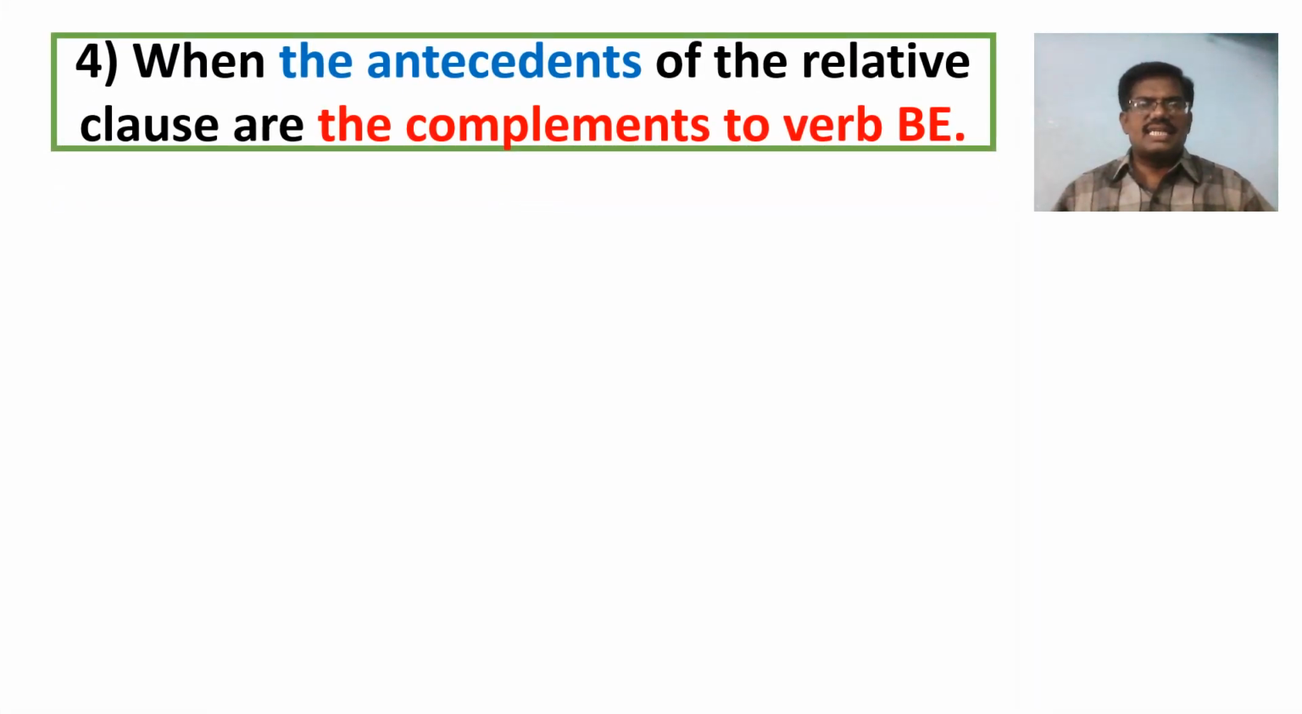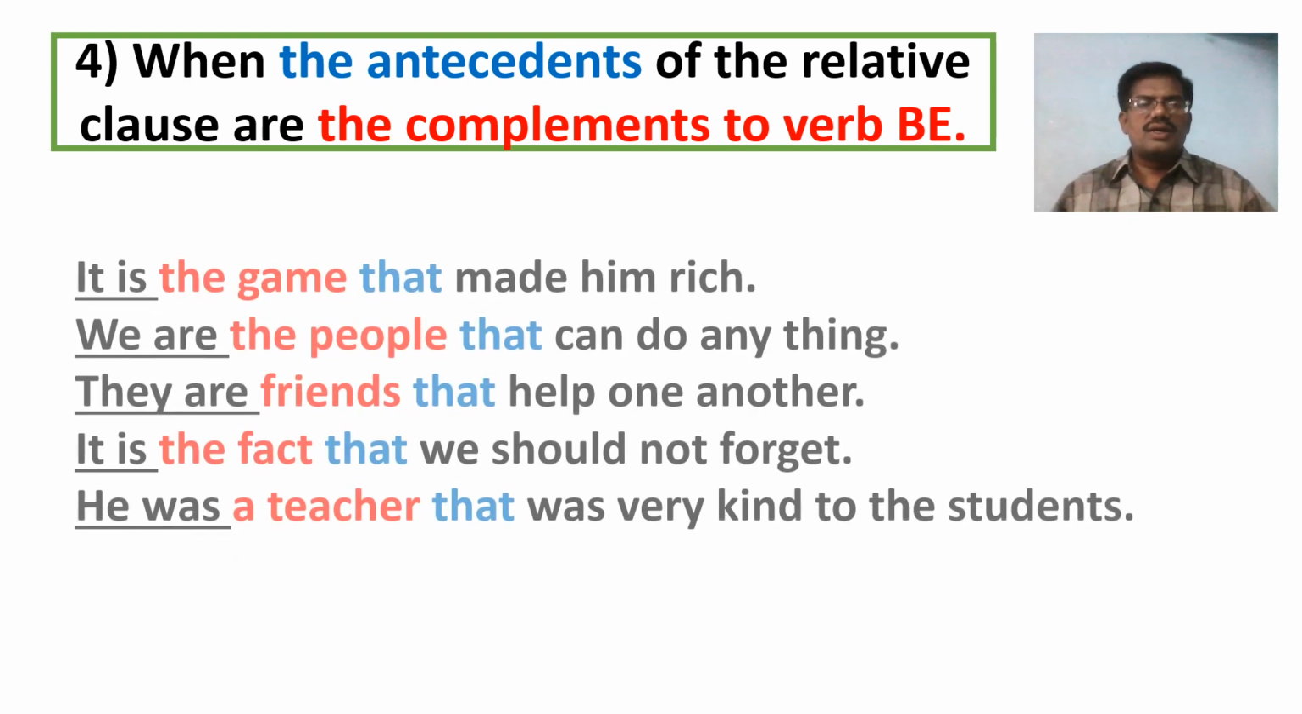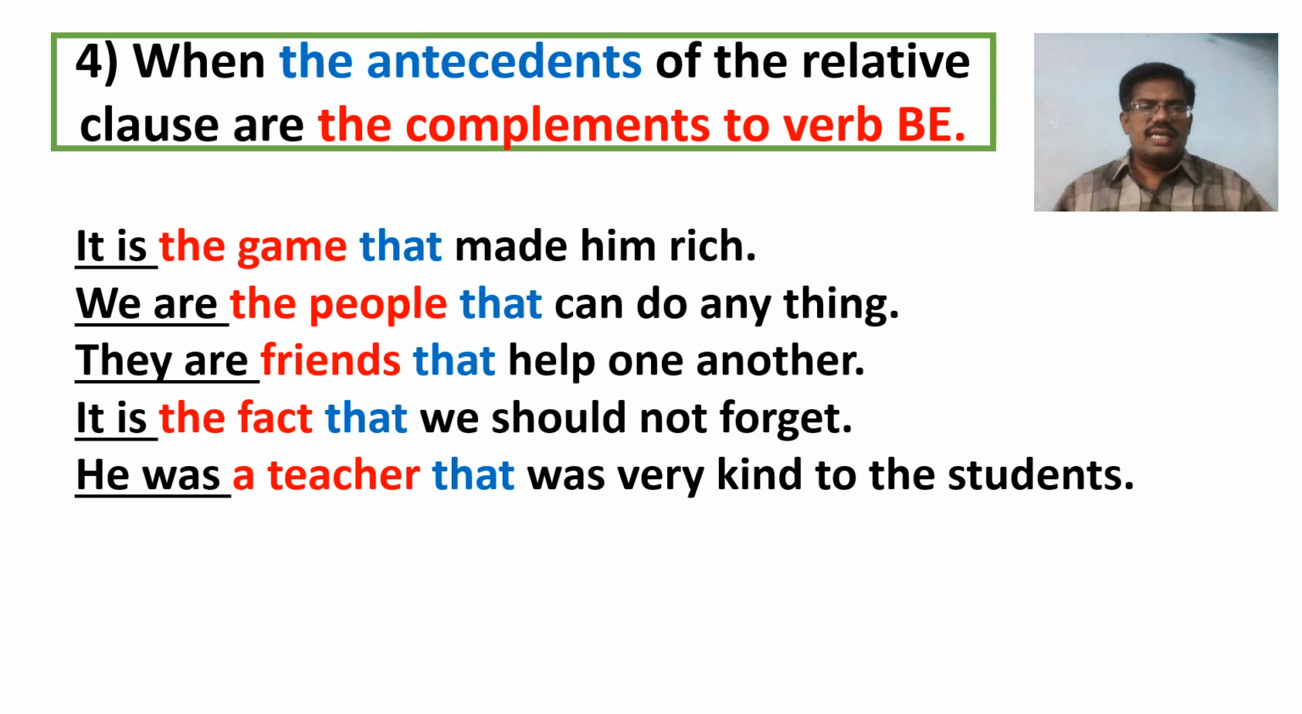When the antecedents of the relative clauses are the complements to the verb be form, then we prefer to use that in relative clause. Look at the following sentences. Here the antecedents, the game, the people, French, the fact, a teacher, are the complements to the verb be form. So we have used that in the relative clauses.